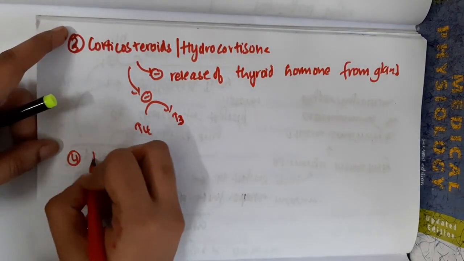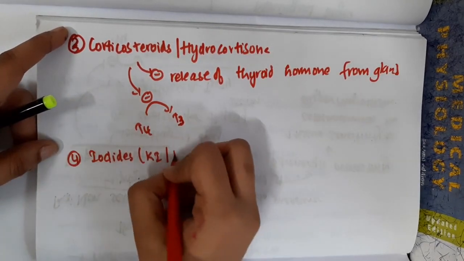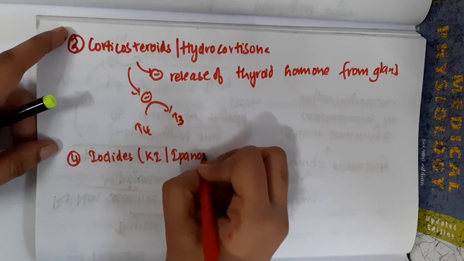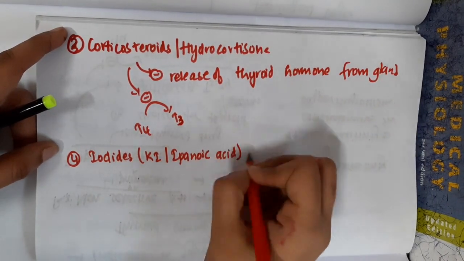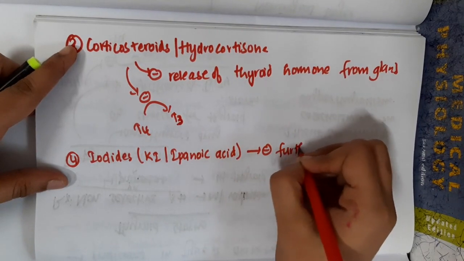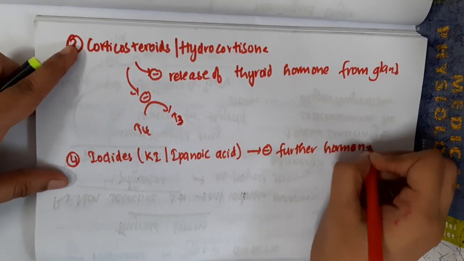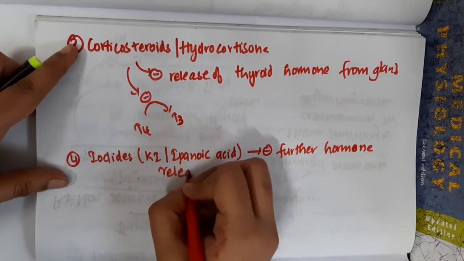Then we have fourth, iodides. Iodides like potassium iodide or iopanoic acid can also be given. This will inhibit the further hormone release from the gland.